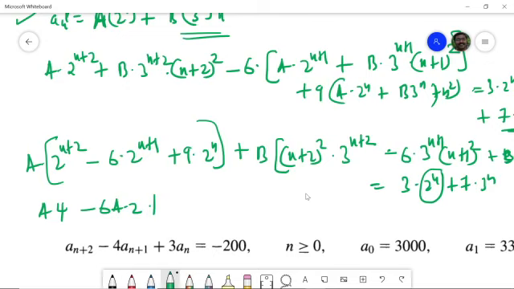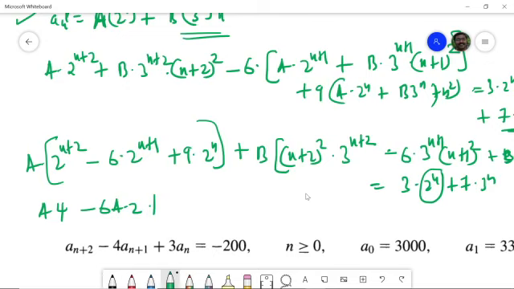Similarly, to find b, you compare the coefficients of 3^n. What are the coefficients of 3^n? It is b into (n+2)^2 into 3^2, minus 6 into 3 into (n+1)^2, plus n^2, into b. Now that is equal to 7. So you have to solve both these equations to find the value of a and b.